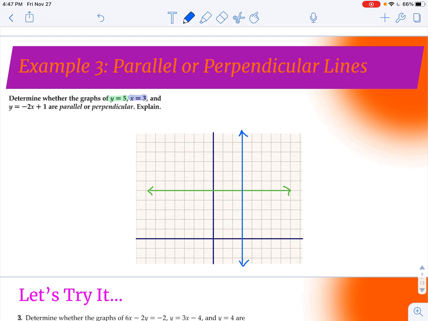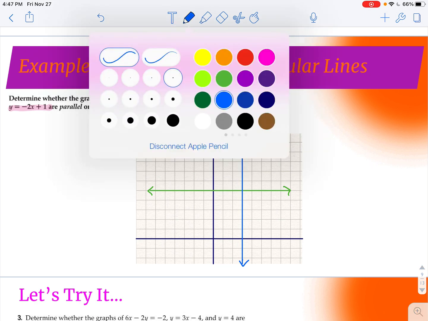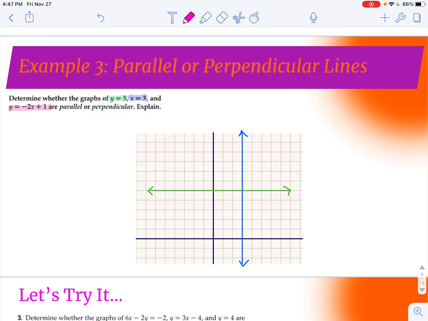And then y equals negative 2x plus 1, where I know that my y-intercept is 1. So I'm going to go up 1, and then I have negative 2, so I'm going to go down 2 over 1, down 2 over 1. I can go up 2 and to the left 1, up 2 and to the left 1, and then I will draw my line to connect those points.